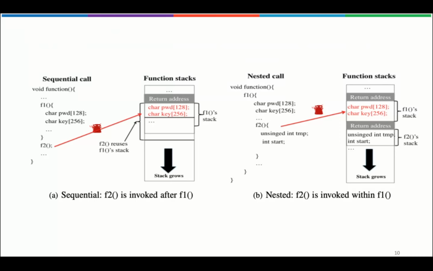So they are sequential. In sequential invocation, there could also be functions invoked in between. F1 is invoked, then certain other functions are invoked, and then F2 is invoked. So essentially, the execution order of F1 and F2 is sequential. What that means is that if you look at the right-hand side here, the function stack.